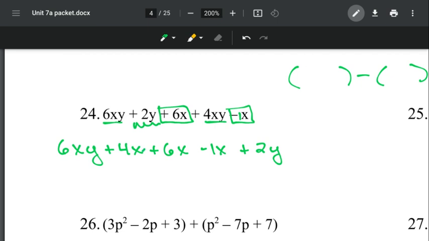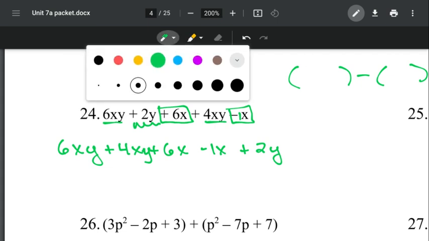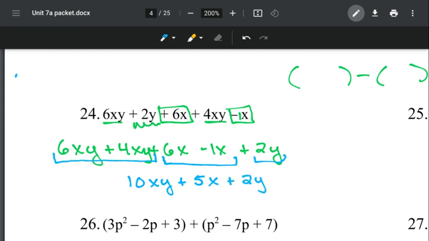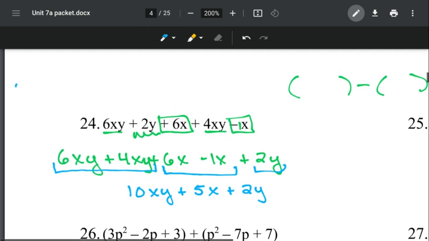Oopsie, forgot the y. So when you combine like terms, they have to have the same exponents, but they also have to have the same letters. So I'm going to combine a 6xy and a 4xy, and I get 10xy. Then I have a positive 6x minus 1x, and it gives me positive 5x. And then 2y is just by itself, so I'm going to bring that down. And that's your answer.